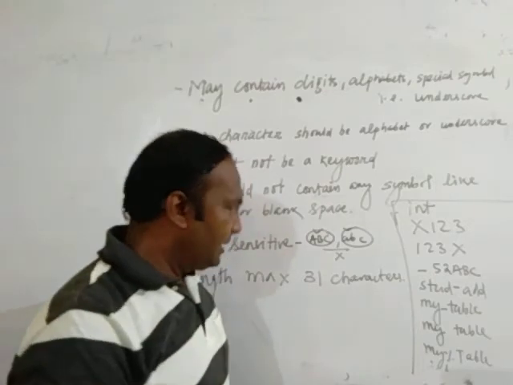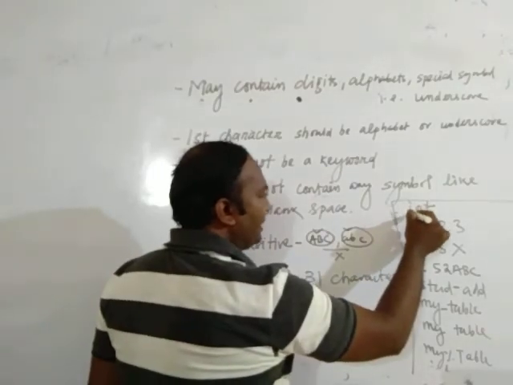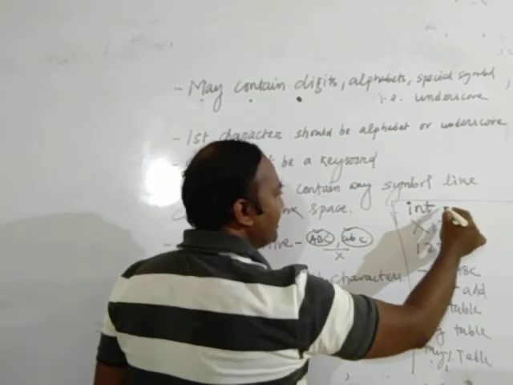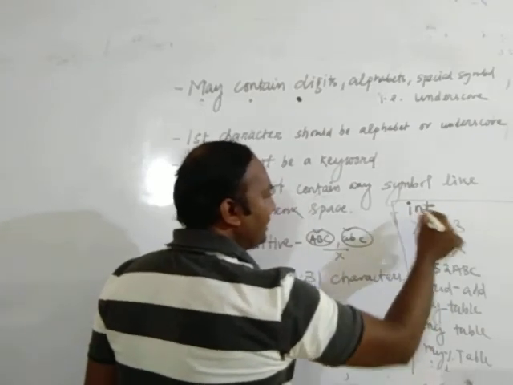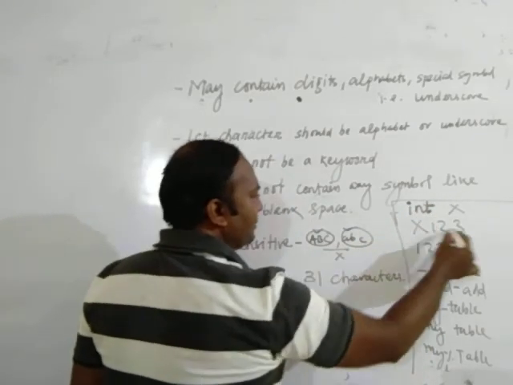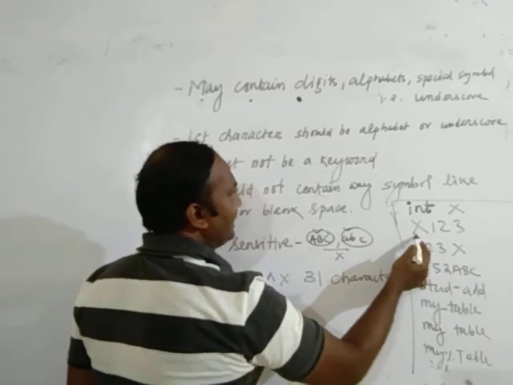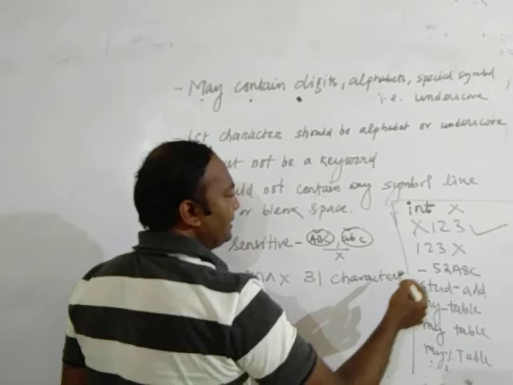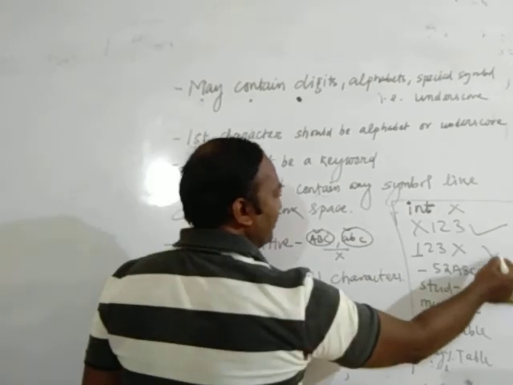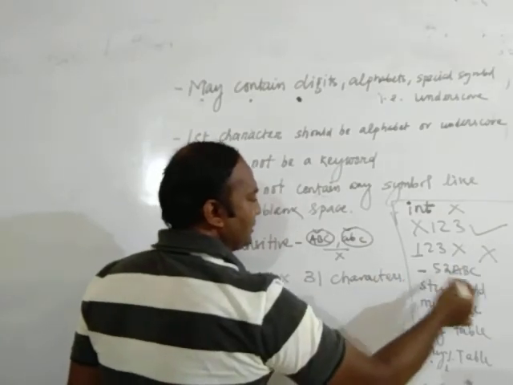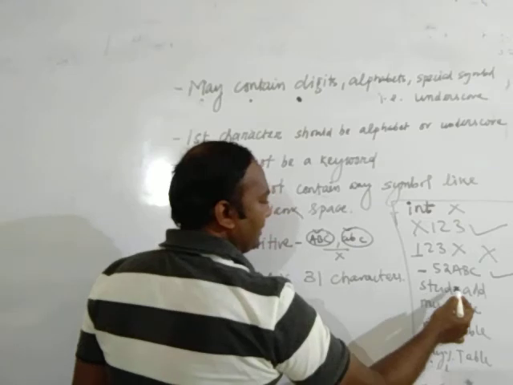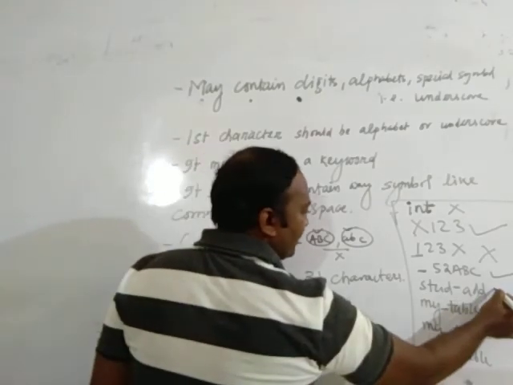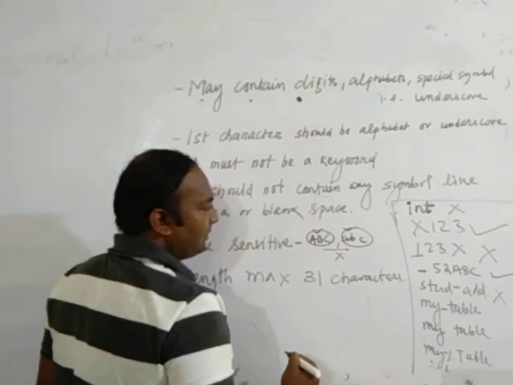So let's see this: int. Will it be an identifier? No, because int is a keyword. It should not be an identifier. X123 starts with X, that is, it starts with an alphabet. Yes, it can be. 123x starts with a digit, so it will not. Underscore 5 to ABC starts with an underscore. It can be. But this is not an underscore symbol. This is a hyphen symbol. So this will not be an identifier.